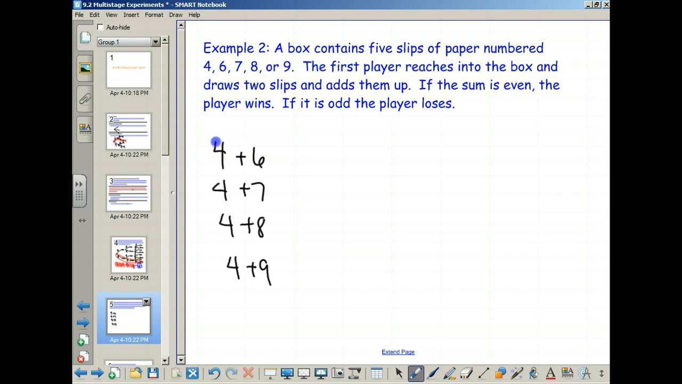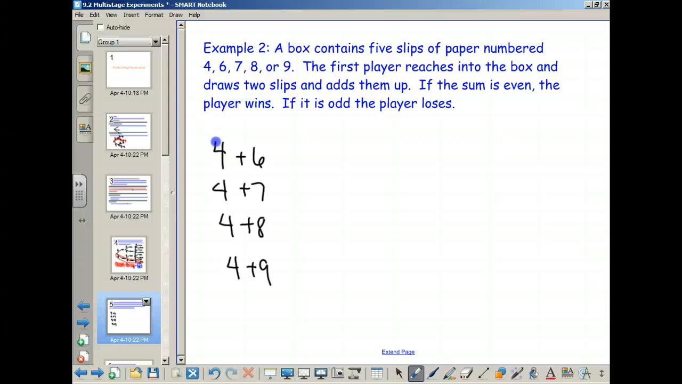Agree? Now, notice it says you reach in the box and draw 2 slips. It would be different if it said you reach in the box, you draw 1 slip, you put the slip back in, you reach and you draw again. So now I say, okay, now let's pretend I didn't get a 4 at all.